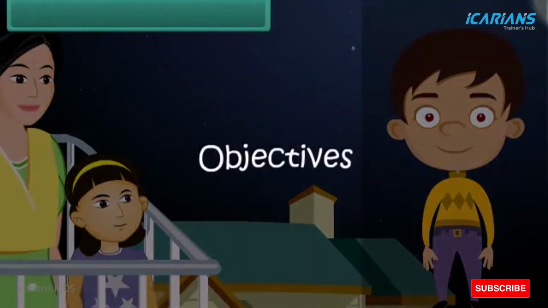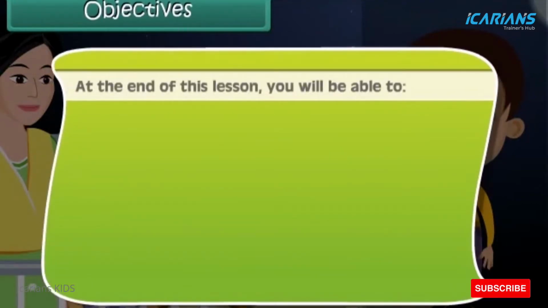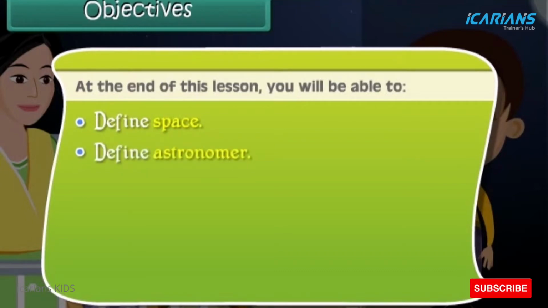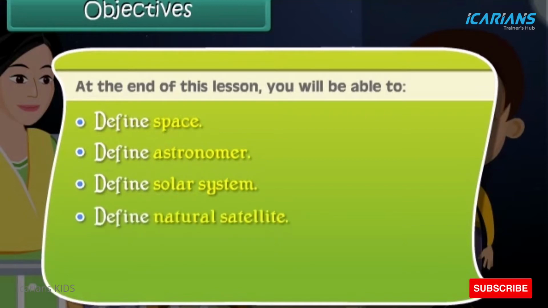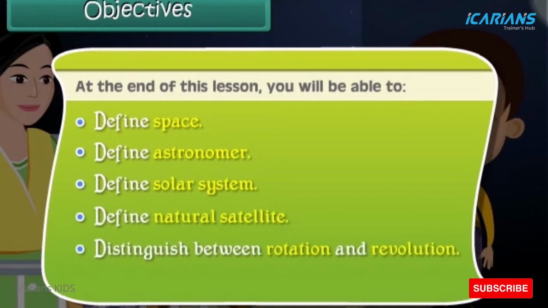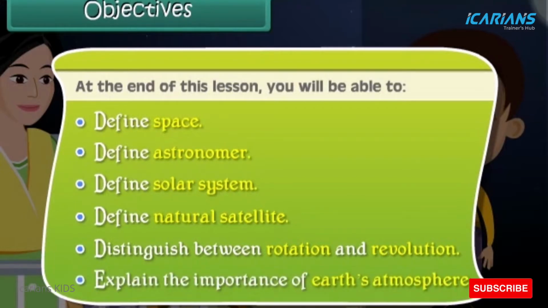Objectives. At the end of this lesson, you'll be able to define space, define astronomer, define solar system, define natural satellite, distinguish between rotation and revolution, explain the importance of Earth's atmosphere.